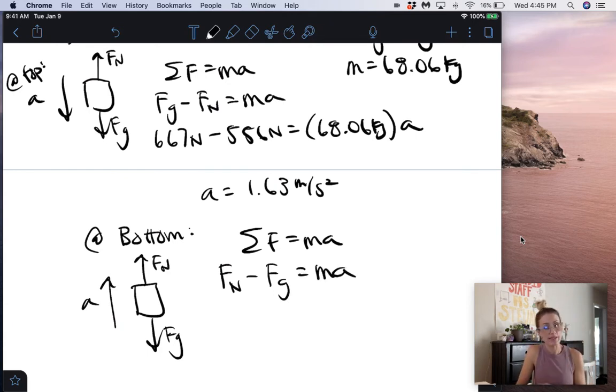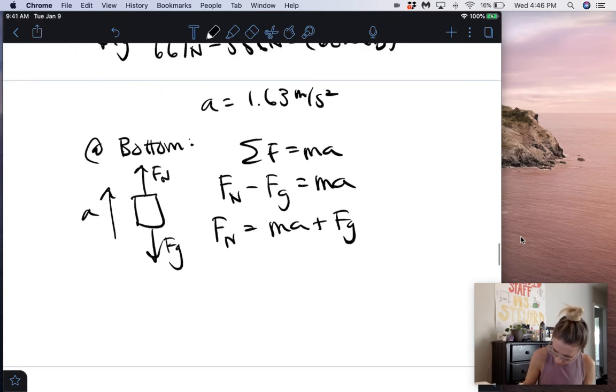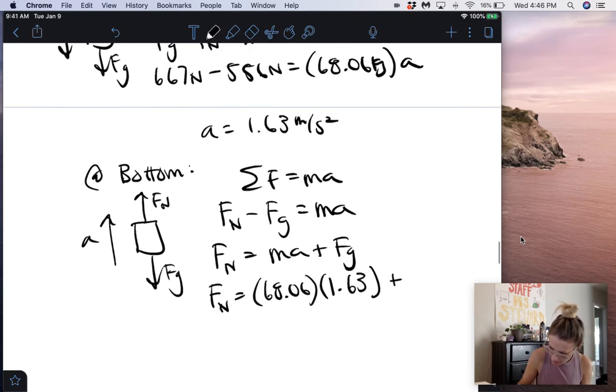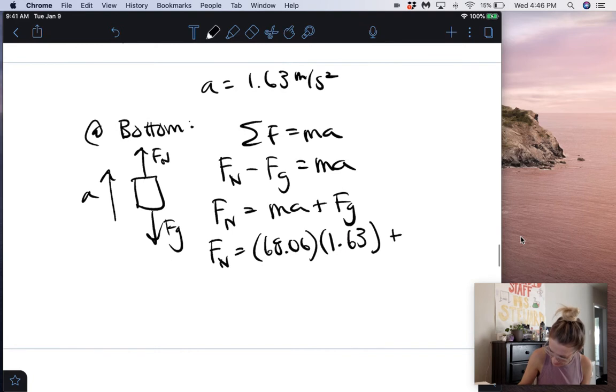So again, we know acceleration. Here we're solving for normal force. So we get normal force is equal to ma plus Fg. Normal force is then going to be the mass, which was 68.06, times acceleration, which we just found to be 1.63 meters per second squared, plus the force of gravity, which was 667 newtons. I'm sorry, I dropped my units. I was running out of room.